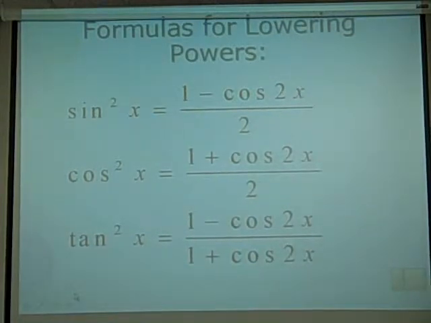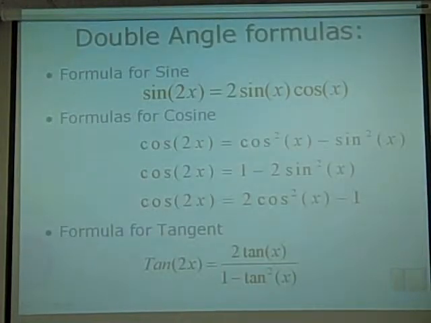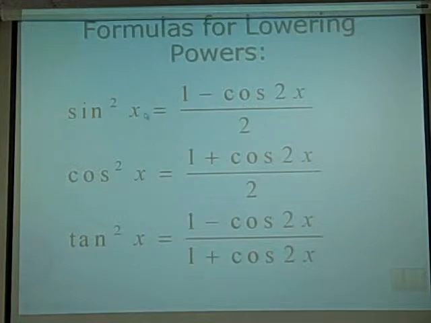Okay, formulas for lowering powers. Here we have sine squared x is 1 minus cosine 2x over 2. Now if we look back over here, if we took sine squared, we can use 1 minus cosine 2x over 2. And cosine squared is 1 plus cosine 2x over 2. And then tangent is just sine over cosine.